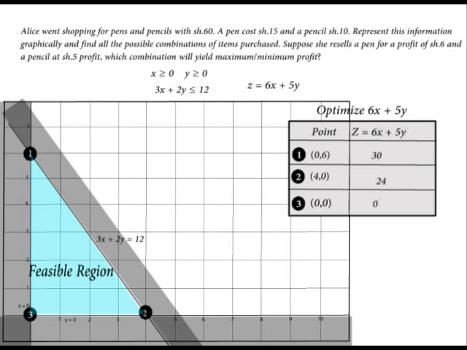So the maximum profit will be achieved at the point (0, 6), and that is equal to 30 shillings. The minimum will be at (0, 0). Of course, if she buys nothing, she should make no profit.